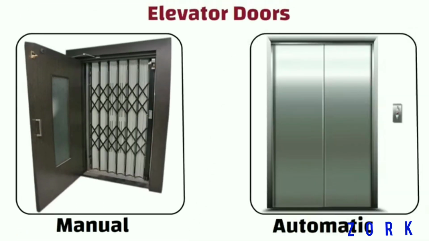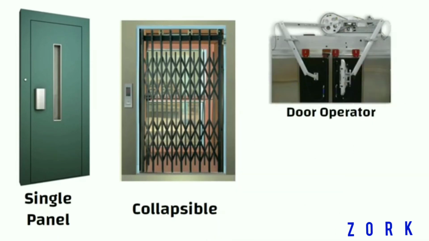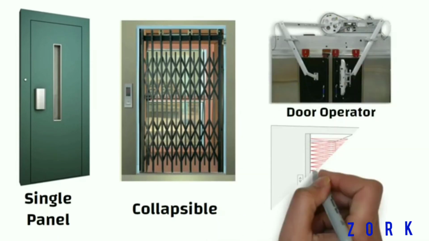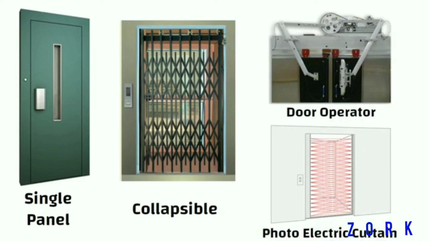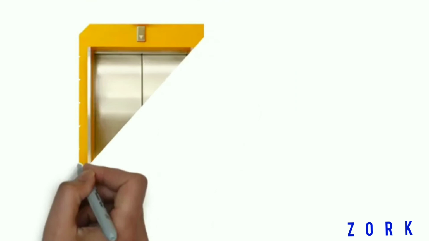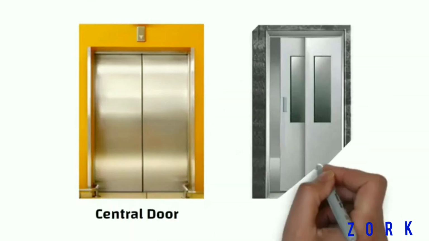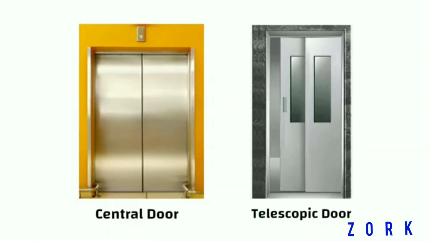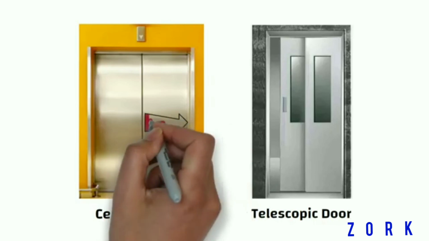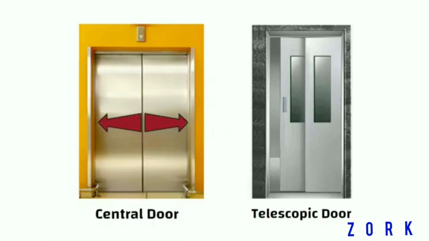Automatic doors. Automatic doors are the type of doors which are automatically opened as it is powered by a door operator and usually have a full height photoelectric curtain to sense the entry or exit of persons. Automatic doors are of two types, central door and telescopic door. In case of central door, during opening or closing, the panels move in opposite directions. Whereas in case of telescopic door, during opening or closing, the panels move in the same direction.